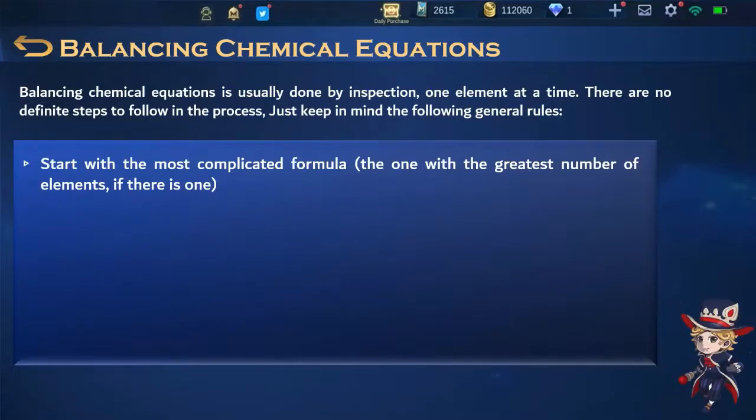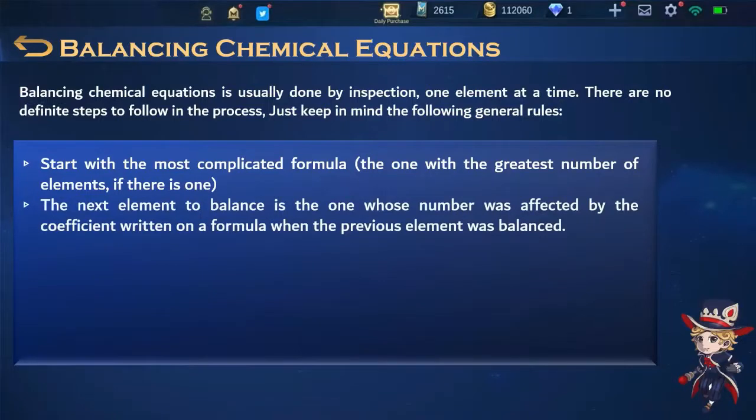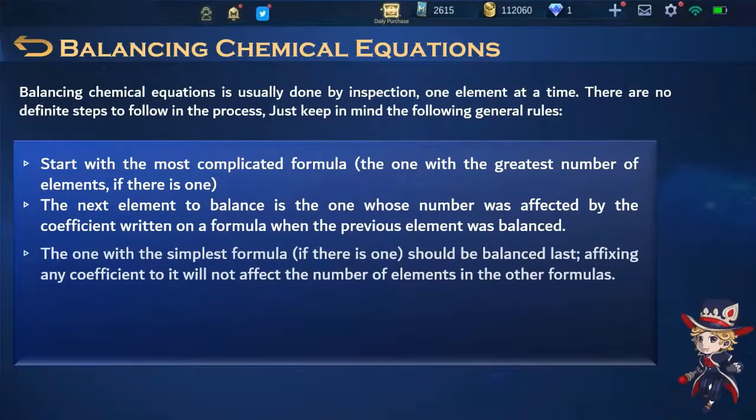Always start with the most complicated formula, except those formulas that exist twice either in the reactant or in the product. Those are balanced second to the last. The next element to balance is the one whose number was affected by the coefficient written on a formula when the previous element was balanced. And always, the last to balance is the one with the simplest formula.